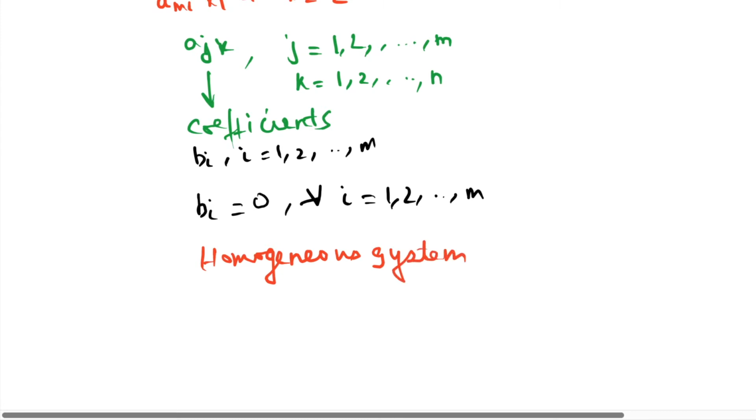And if one of the bi is not equal to 0, then the linear system of equations is known as a non-homogeneous system. So, throwing some definitions at you, and we'll find use for them later on in this course.